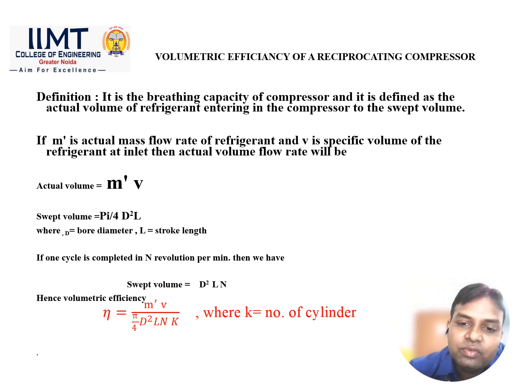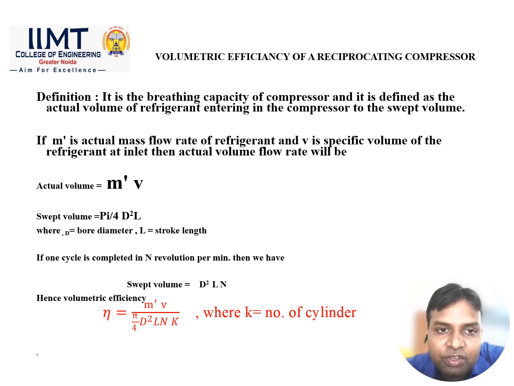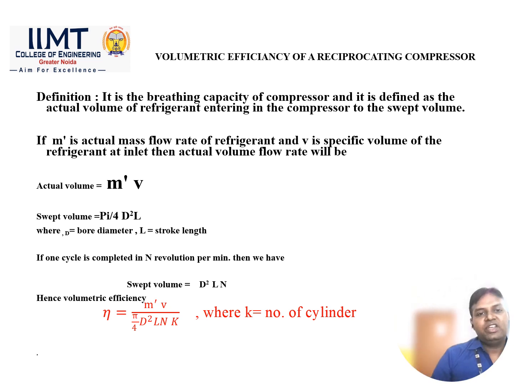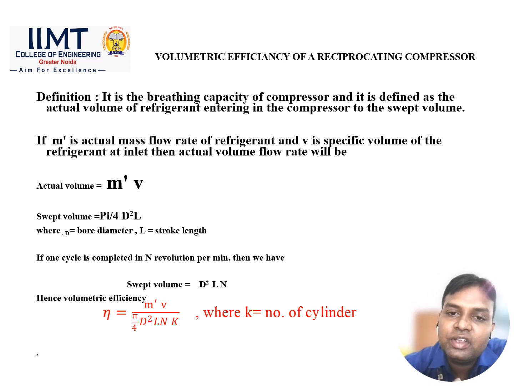Then we need to find out the volumetric efficiency of the reciprocating compressor. Okay, so how can we find out the volumetric efficiency of the compressor? First, we need to define the volumetric efficiency of the compressor. It is the breathing capacity of the compressor, and is defined as the ratio of the actual volume of refrigerant entering the compressor to the swept volume. Okay, so this is the definition, and how can we find out the equation for the volumetric efficiency?